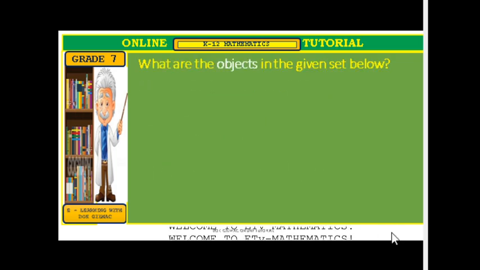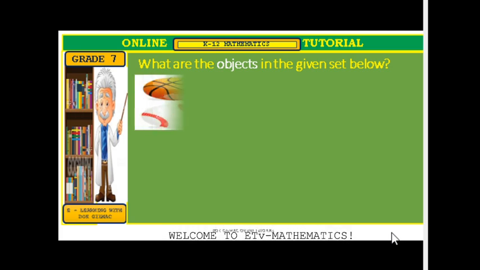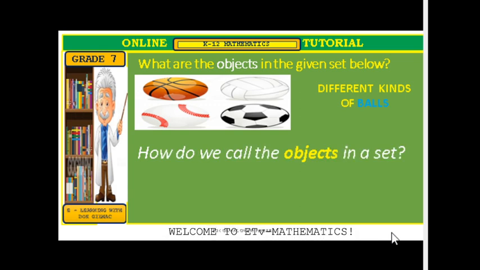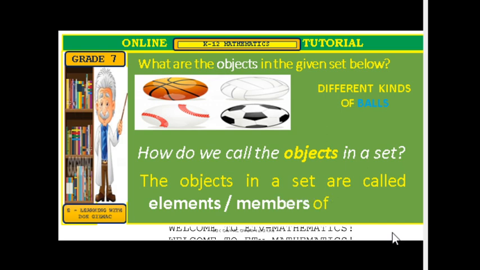What are the objects in the given set below? We call these objects the different kinds of balls. How do we call the objects in a set? The objects in a set are called elements or members of the set.